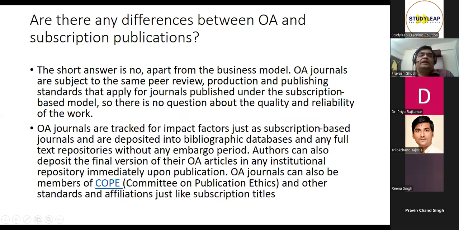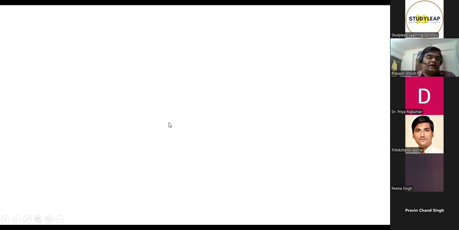Now, is there any difference between open access and subscription? You can just read this, right? So with that, let us end here.